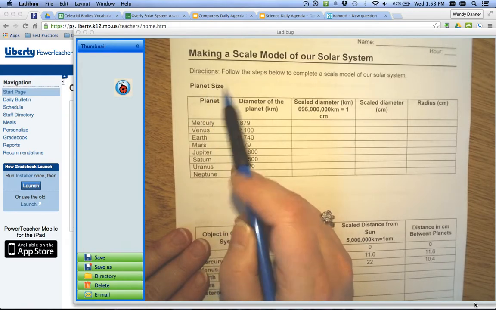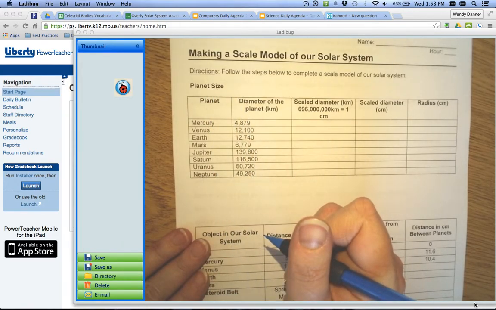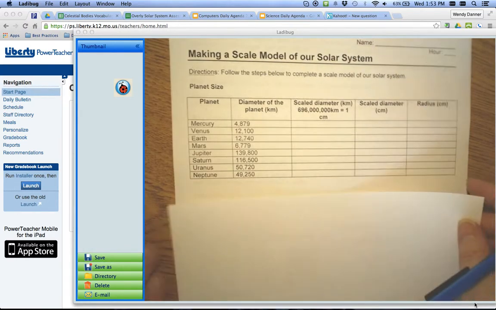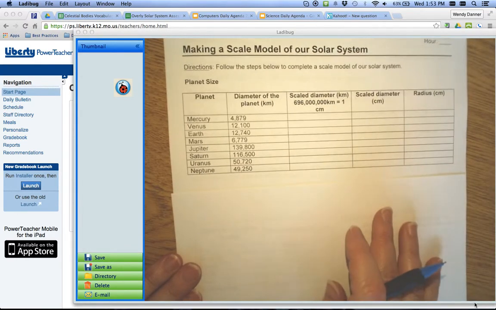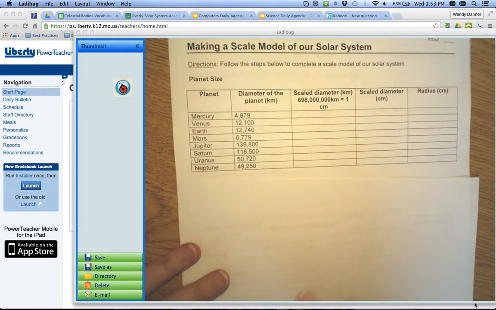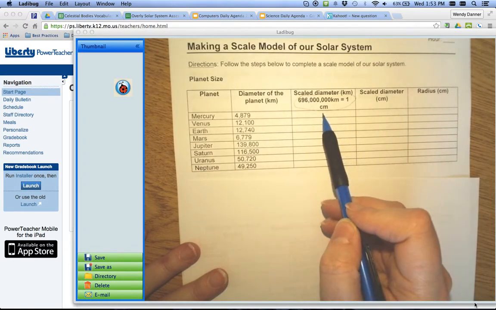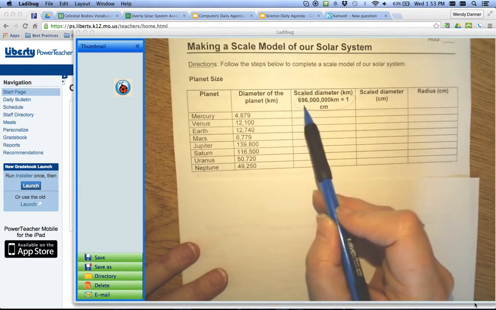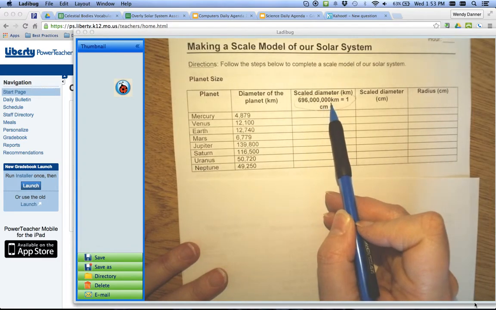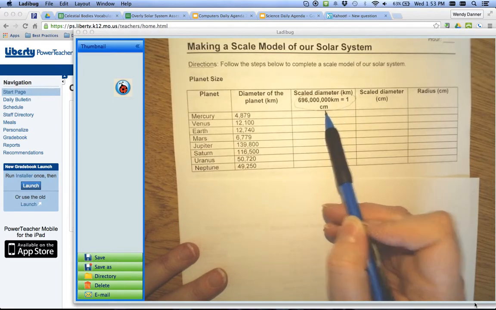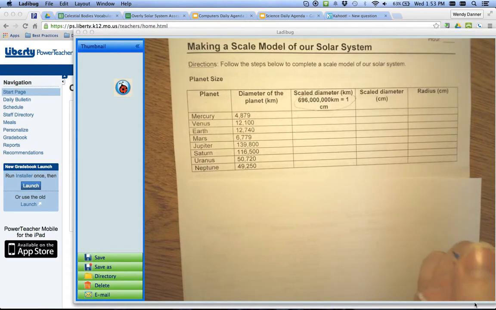Now, in math, you guys did something with the candy wrappers, okay? And you took those candy wrappers and you made them bigger. We are going to take really big things and make them smaller. If you look right here, you'll see the scale that I'm working with for this one. So I have 696 million kilometers represented by 1 centimeter. So we are really shrinking this down, okay?